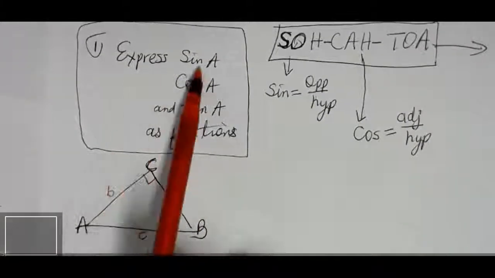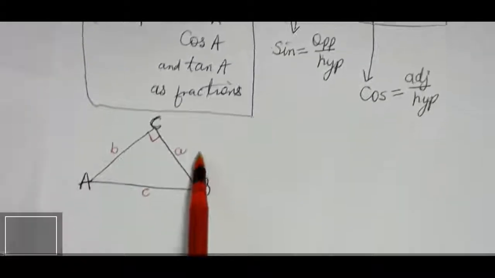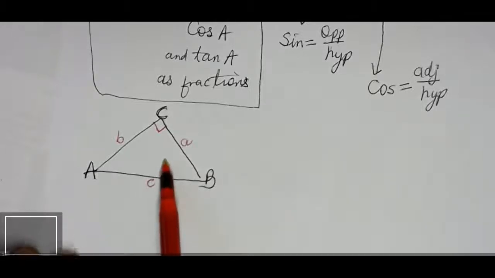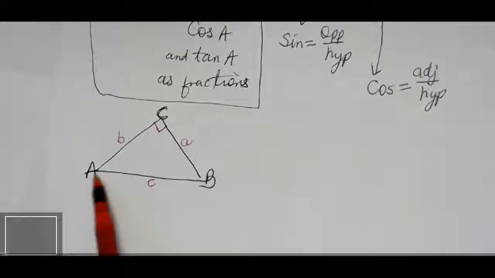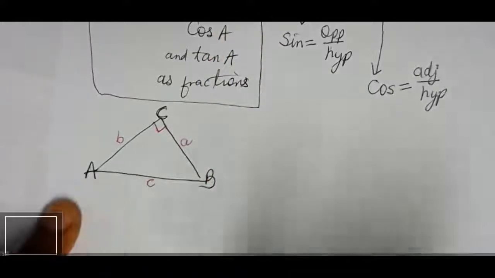In this example one, we are asked to express sine A, cosine A, and tangent A as fractions. So it's just all variables, and we can think abstractly without numbers yet. We are focusing on angle A.